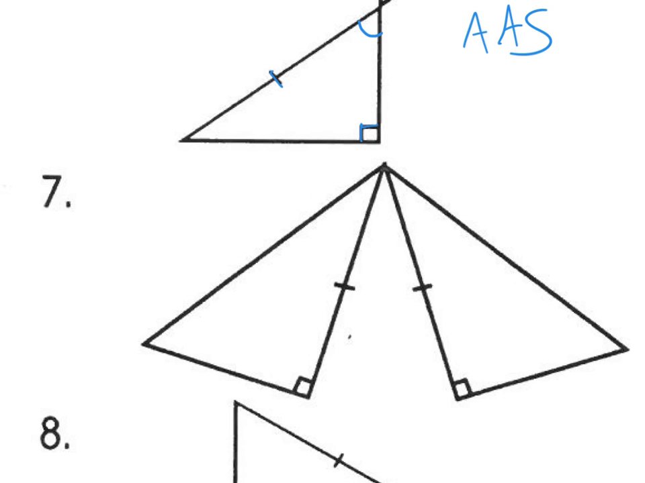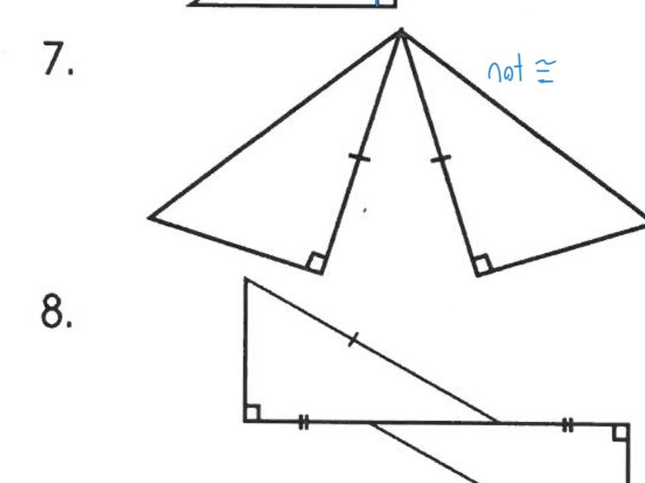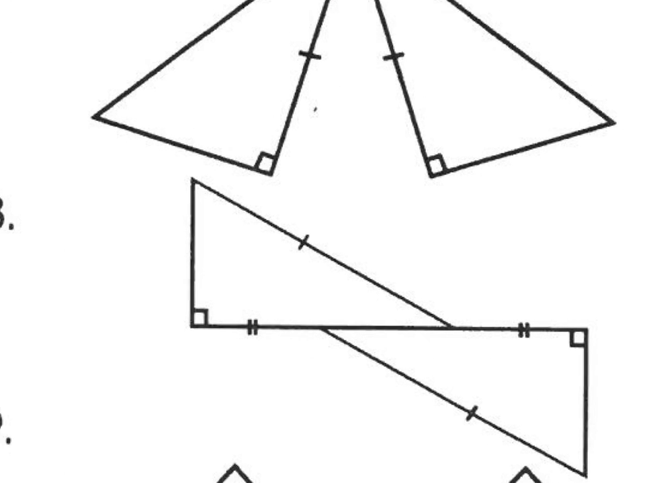Hypotenuse leg is out, side angle side is out because you only know one side. Angle side angle is out because you only know one angle. These do not give us enough. We do not have enough information to prove these are congruent. So in math, they're not congruent until you can prove they're congruent, even if they look congruent.